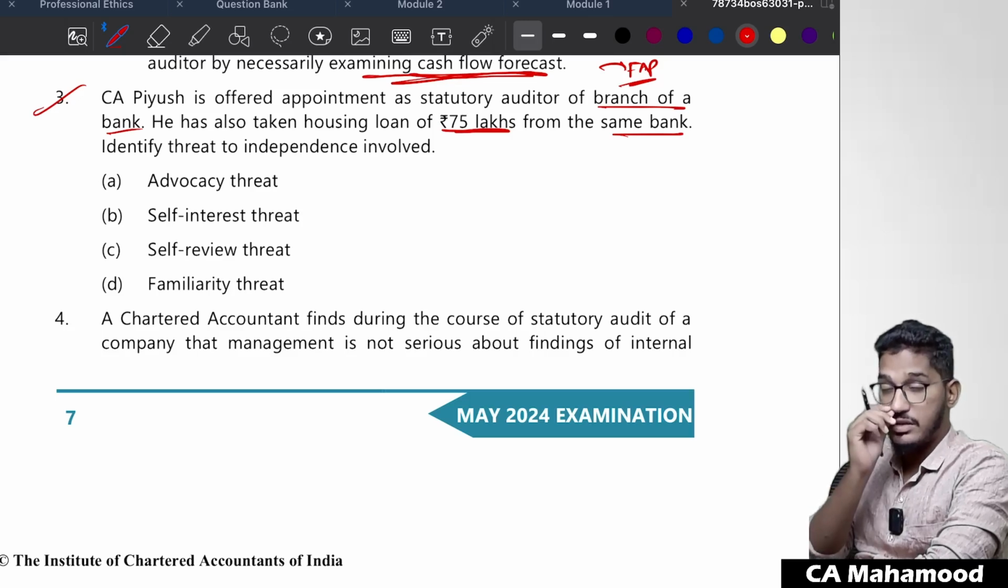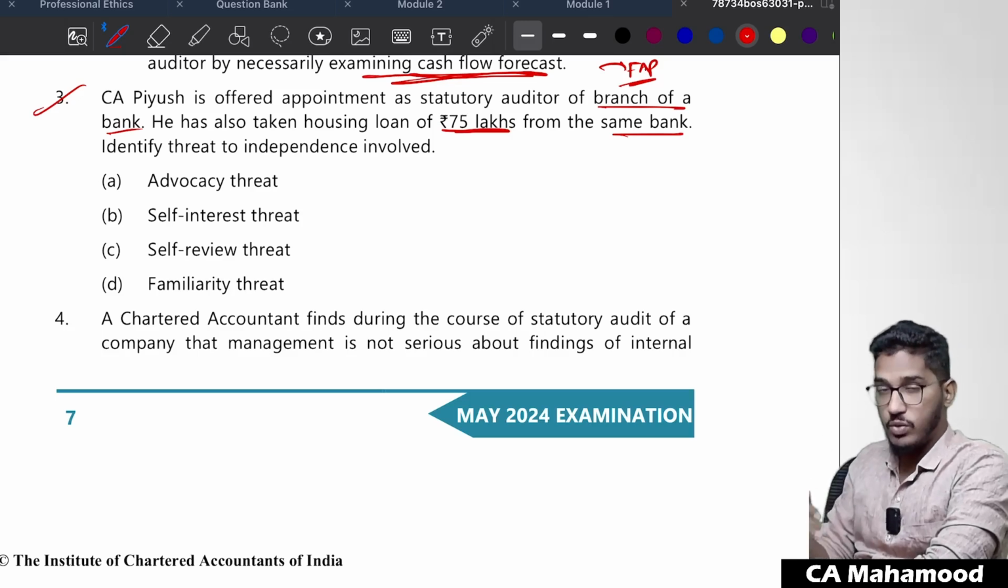Identify the threat. The auditor has given a loan to the company. The auditor has taken a loan from the company. He is having some financial interest. What kind of threat is it? Self-interest threat. Straight away question.